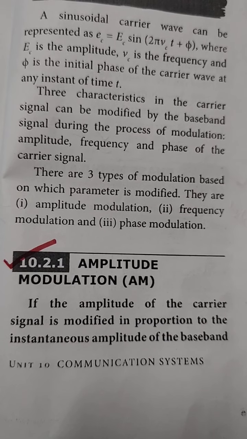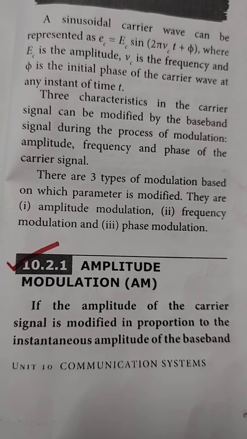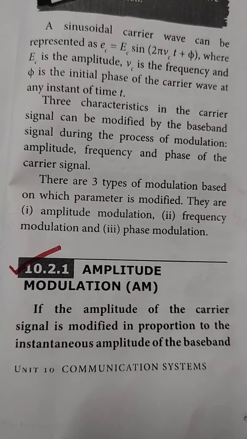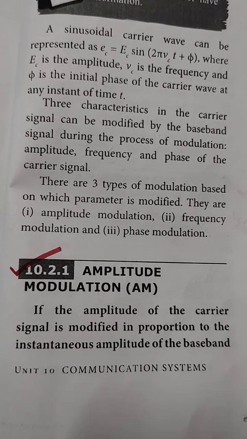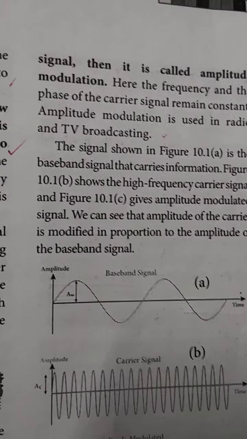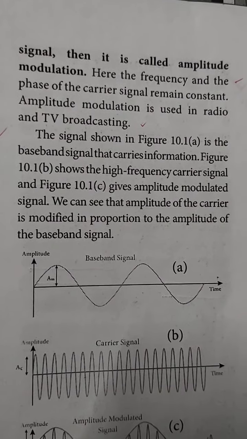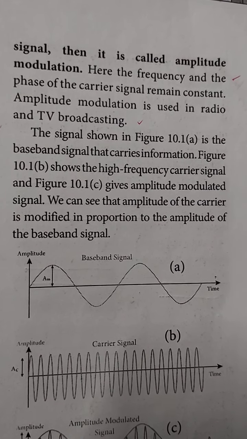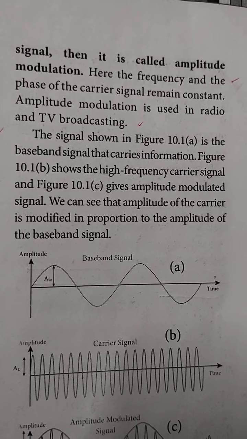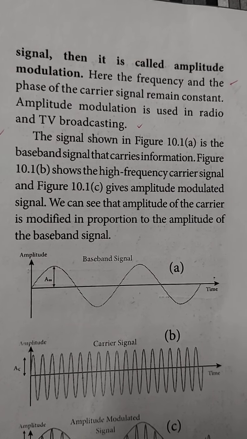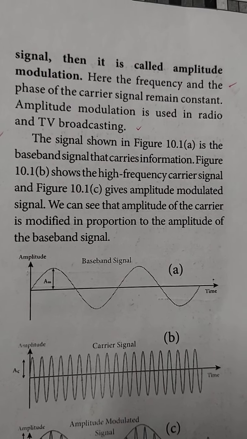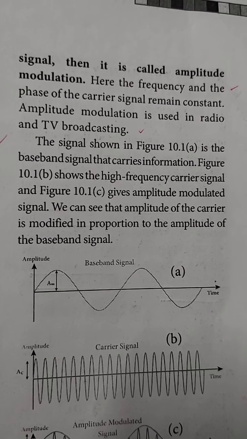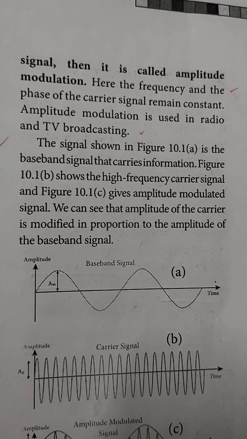If the amplitude of the carrier signal is modified in proportion to the instantaneous amplitude of the baseband signal, then it is called amplitude modulation. Here, the frequency and the phase of the carrier signal remain constant, which means the carrier signal frequency is constant and phase is also constant. The only change is in the amplitude.